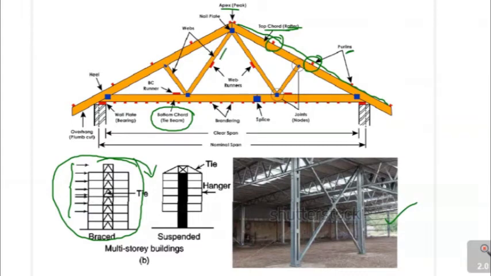And these are web runners. And this bottom tension member is tie beam or bottom chord. And this is a splice plate.